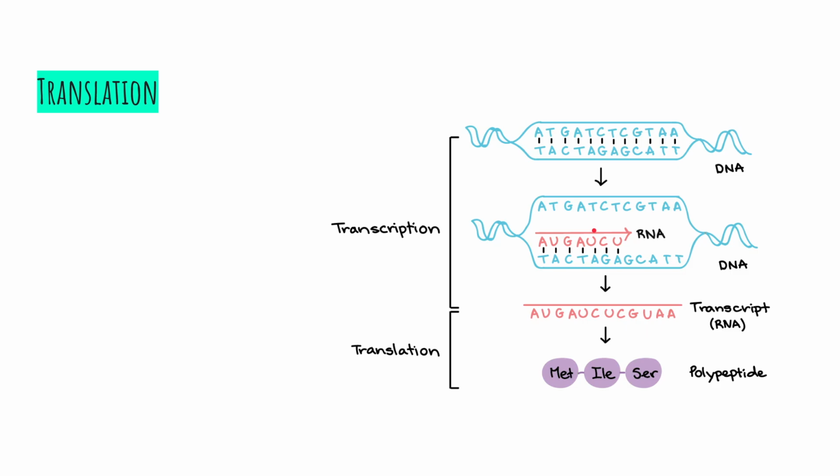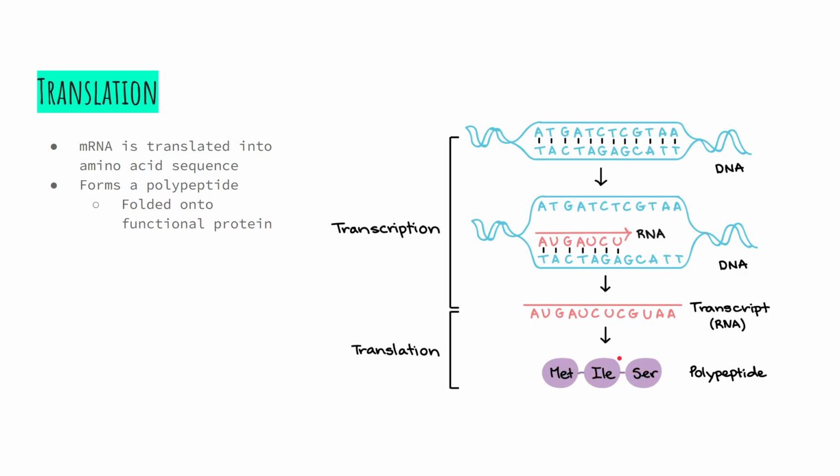Moving on to translation. The mRNA is translated into amino acid sequences. Again, this is just an overview. We do go into more depth. Please don't stress if you don't know all of this yet. We will learn. It forms a polypeptide. The polypeptide is what will make up our protein. So it gets folded into different shapes, and based on that shape will dictate how that protein can function.